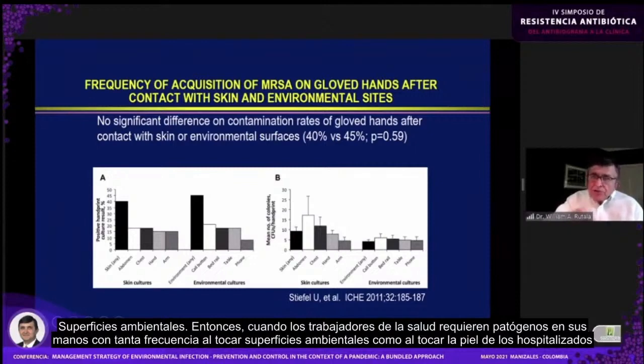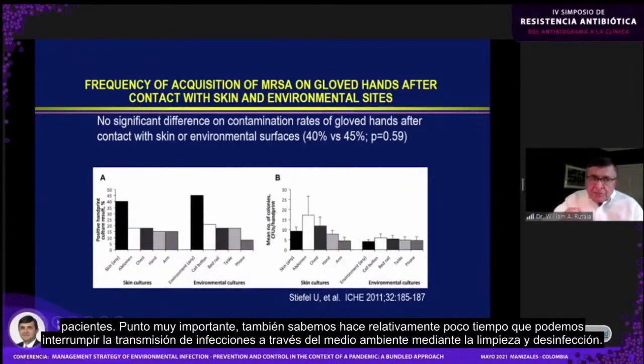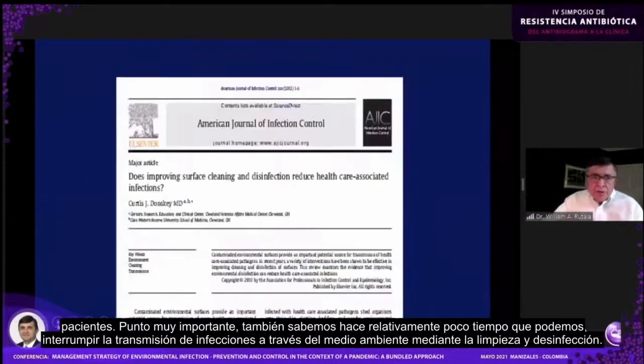So our healthcare workers are acquiring pathogens on their hands as frequently by touching environmental surfaces as by touching the skin of hospitalized patients. Very important point. We also know relatively recently that we can interrupt transmission of infection via the environment by cleaning and disinfection.